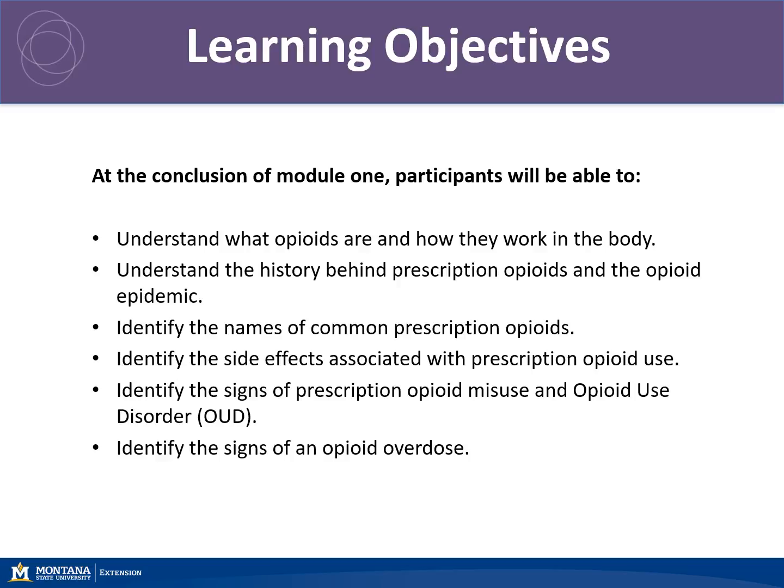At the conclusion of this module, we expect participants will be able to understand what opioids are and how they work in the body, understand the history behind prescription opioids and the opioid epidemic, identify the names of common prescription opioids, identify the side effects associated with prescription opioid use, identify the signs of prescription opioid misuse and opioid use disorder, and finally, identify the signs of an opioid overdose.